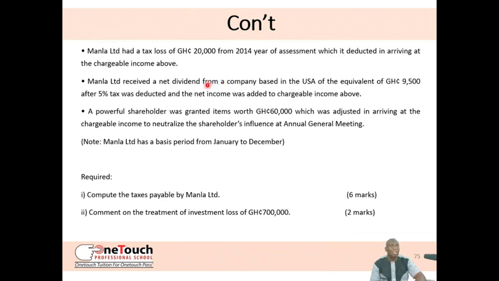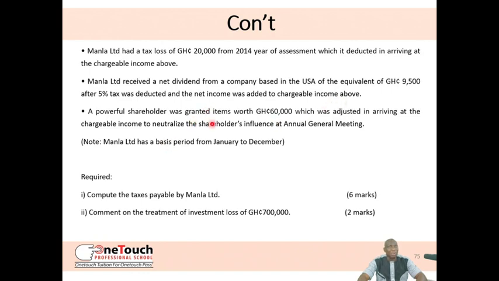the net dividend from a company based in the USA of the equivalent of 9,500 after tax deducted. What it means is that you have to gross this figure back to 100%. So if this figure is giving you 9,500 after tax, then 100% may be 10,000. So you add the 10,000 to the income of Manla and tax it. But once they have already paid some 500, after you have finished calculating the tax liability, you deduct the 500 that they have already paid, because they've already paid a tax of 500.